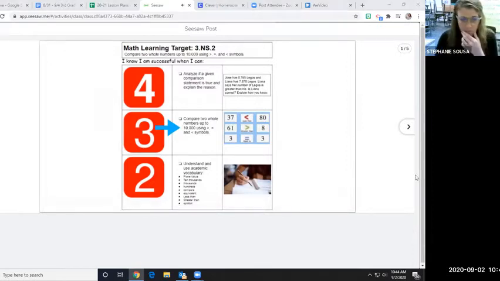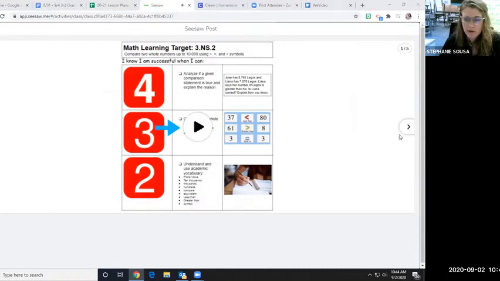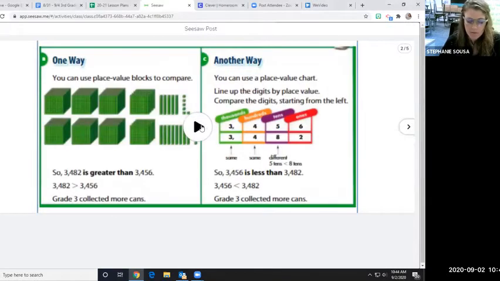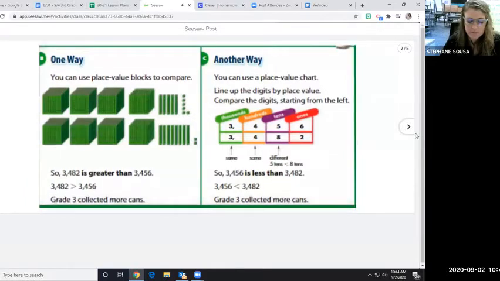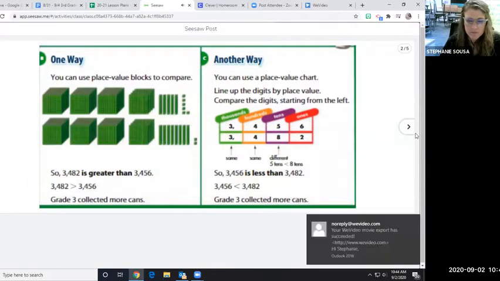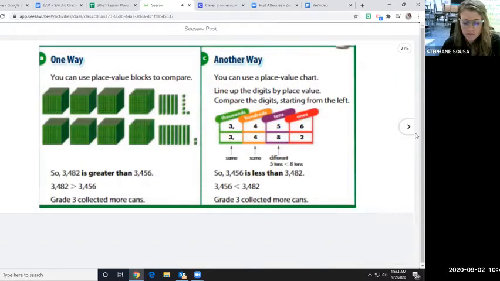On the learning target of comparing 2 numbers up to 10,000 using symbols: greater than, equal to, and less than. All right, here we go. This is our example to open up our conversation about comparing. We've learned that there are 2 ways to compare these numbers. One way we talked about was using place value blocks to compare so you could visually see which number was larger than the other.